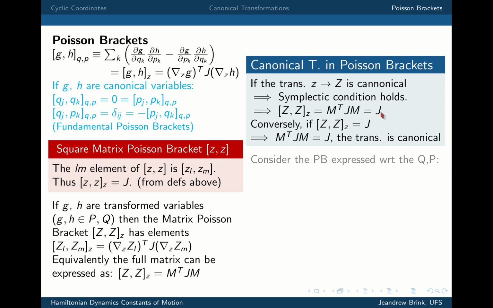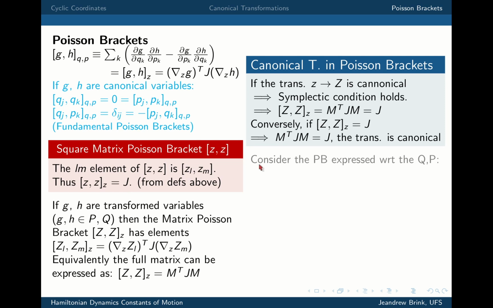Okay, so now important, or rather first observation, is that it doesn't matter whether you're working in the new variables or in the old variables, the Poisson bracket of your variables is always J.